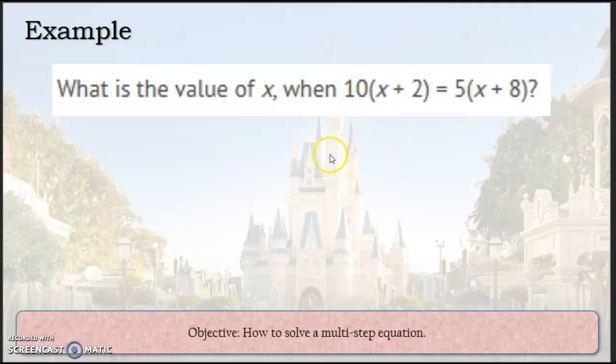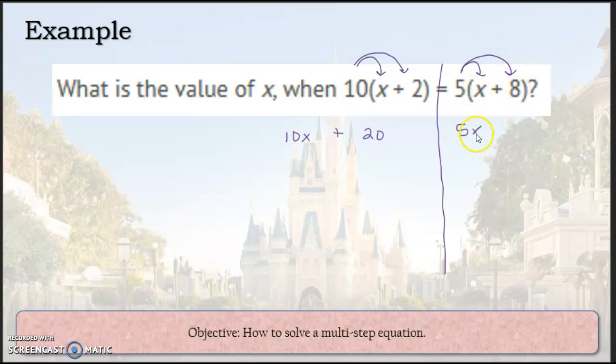All right, this is your last one, and this one is on your USA test prep. So this one has a couple more steps. So we need to do our first step, right, which is distribute. And this one actually has distribution. So I need to distribute the 10 to everything in here. So 10 times x is 10x. 10 times 2 is 20. Now on the right side, I need to distribute the 5. 5 times x is 5x, and 5 times 8 is 40.